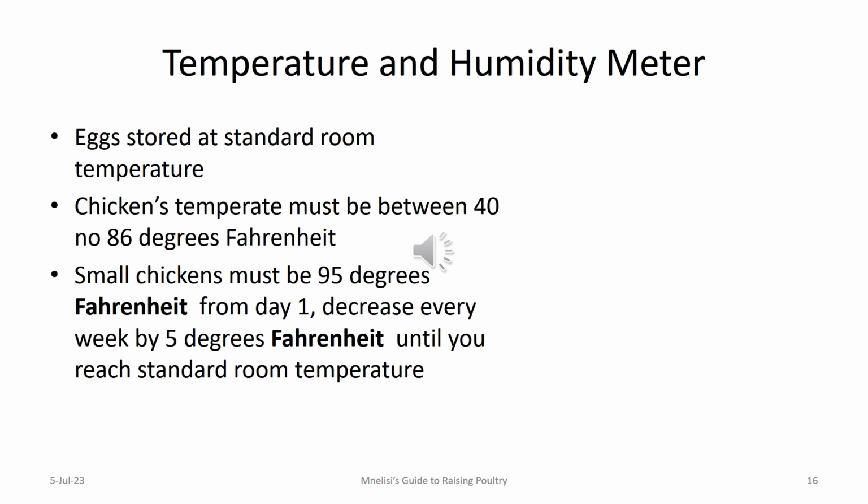Temperature and humidity meter. Your chickens and eggs will need to be at the right temperature. The eggs will be stored at a standard room temperature. The chickens' temperature must be between 40 and 86 degrees Fahrenheit, whereas the small chickens must be at 95 degrees Fahrenheit from day one. You will need to decrease this every week by 5 degrees Fahrenheit until you reach a standard room temperature.